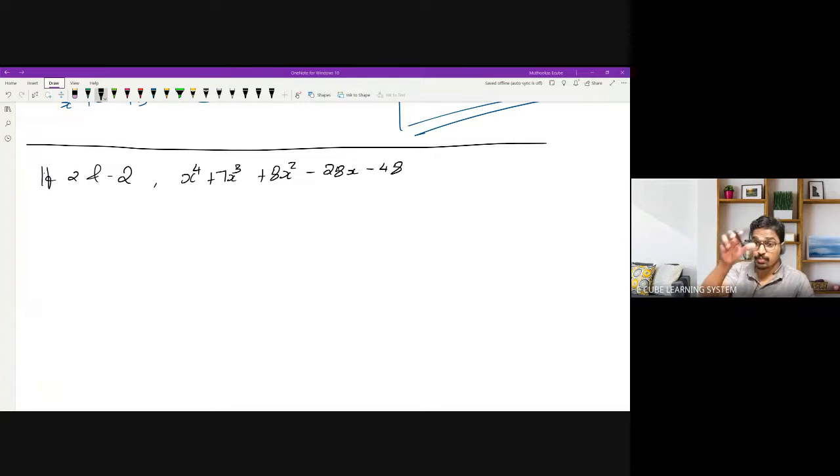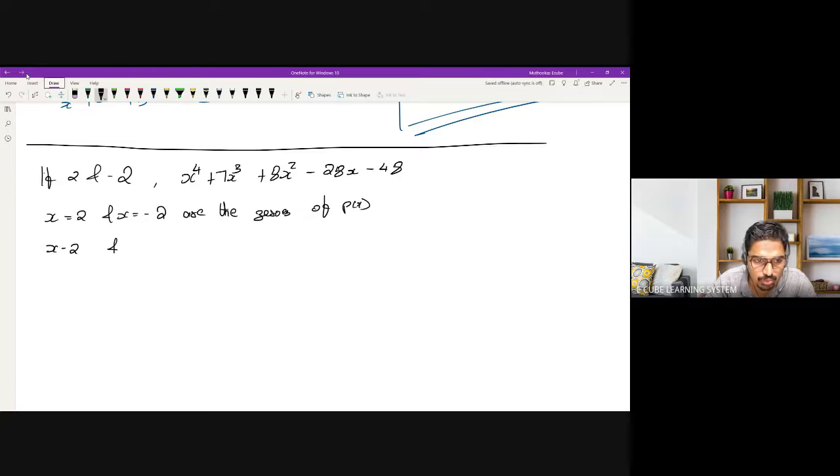First we will write the factors. Which all will be the factors? x minus 2 and x plus 2. x equal to 2 and x equal to minus 2 are the zeros. According to the question, these are the zeros of the polynomial. If so, x minus 2 and x plus 2 are the factors of P of x. Is it okay for everyone?